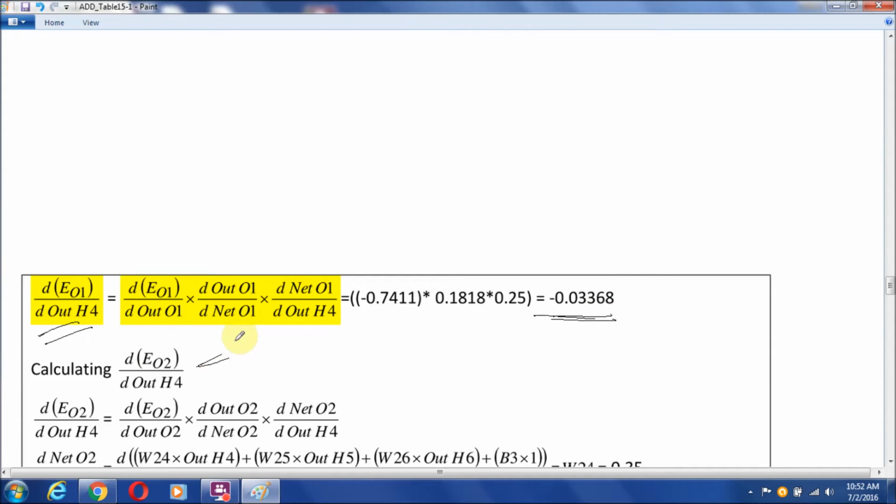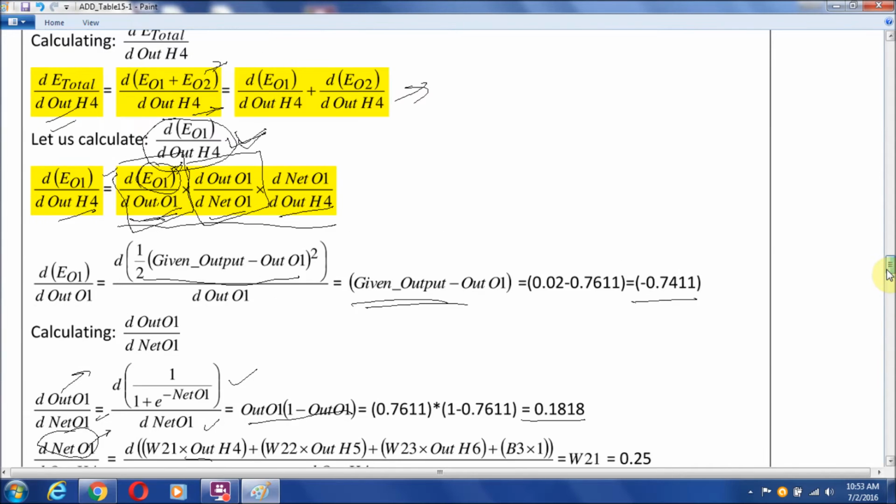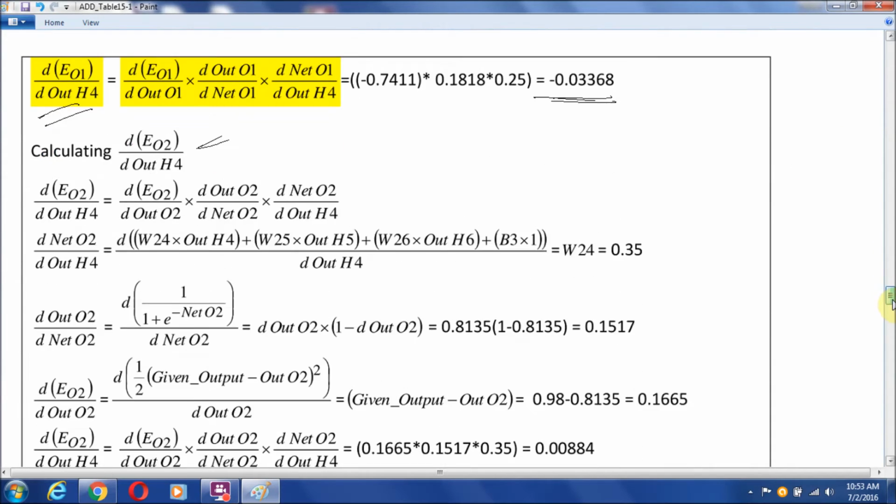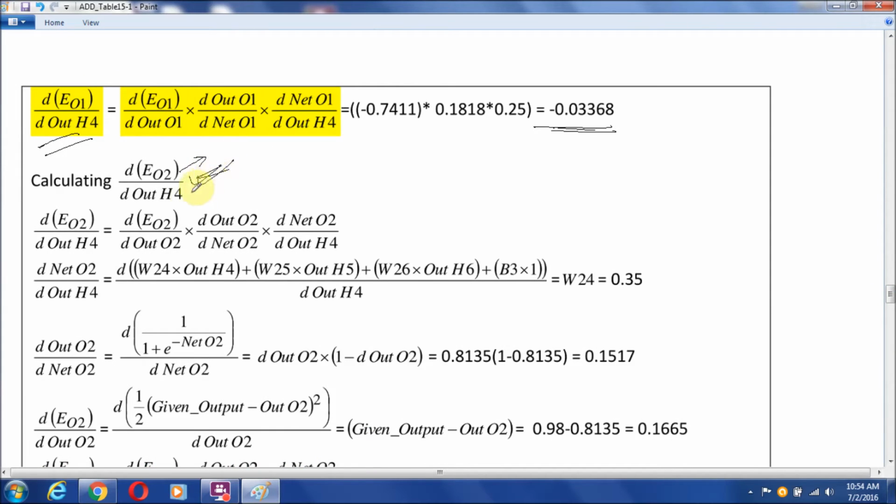Now the second part of the same function. Here we calculated this part only. So now how to calculate this part? This is again very simple. ∂E_O2 by ∂out H4, we just expand it like this: error propagated from out O2 to net O2. So this is the expansion through the chaining rule.